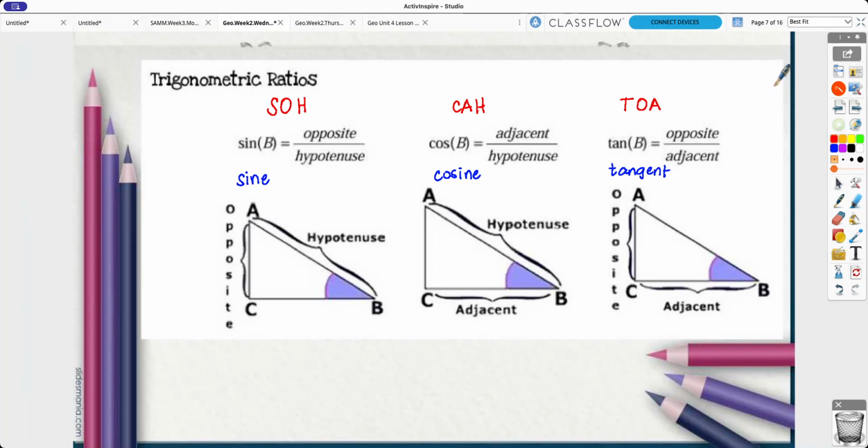So to remember these trigonometric ratios and what sides we use to get each ratio, just remember SOHCAHTOA. S is for sine. Sine is opposite over hypotenuse. Cosine is adjacent over hypotenuse. And tangent is opposite over adjacent.